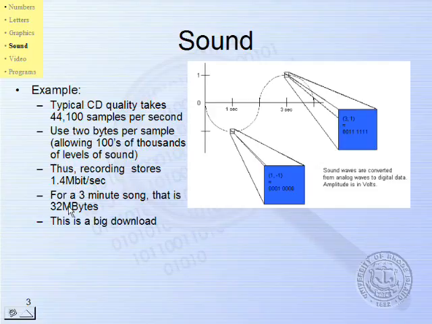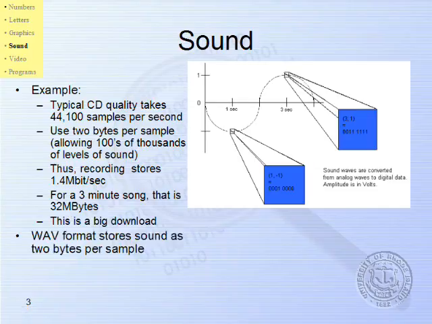For say a 3-minute song, that's 32 megabytes of information. This is a big download if you were to download a 3-minute song. The format that naturally occurring sound converted to digital is stored in is called wave.